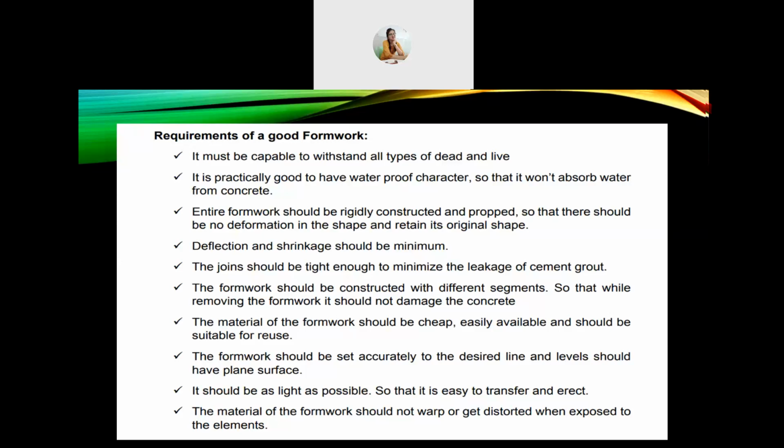Six, the formwork should be constructed with different segments so that while removing the formwork, it should not damage the concrete. Seven, the material of the formwork should be cheap, easily available and suitable for reuse. Number eight, the formwork should be set accurately to the desired line and level and should have a plain surface. Nine, it should be as light as possible so that it is easy to transfer and erect. And last one, number ten, the material of the formwork should not warp or get distorted when exposed to the elements.